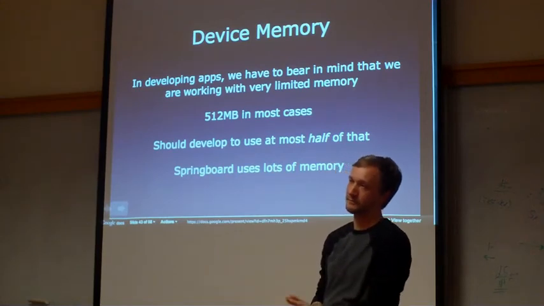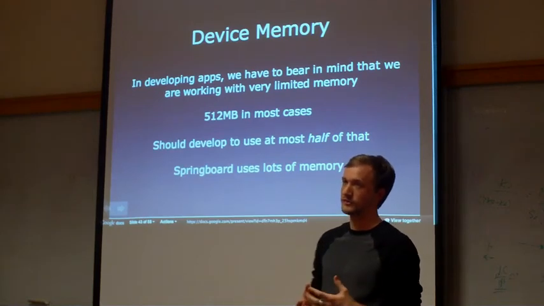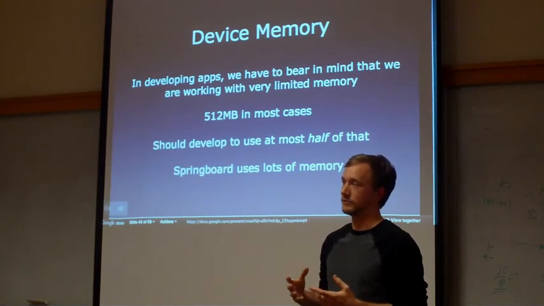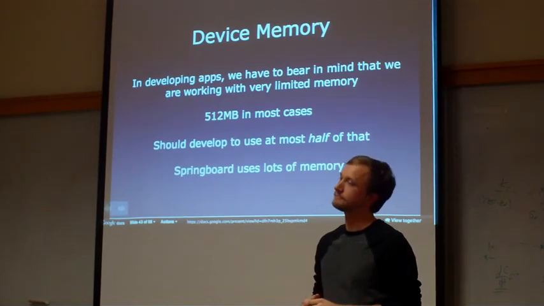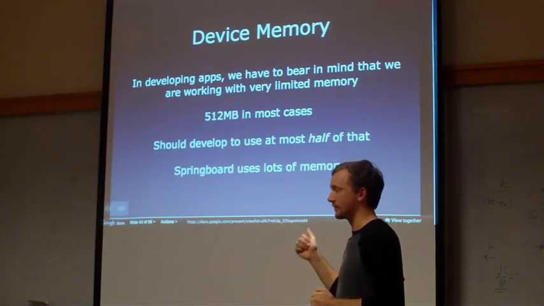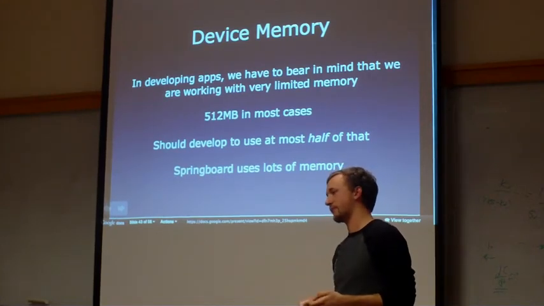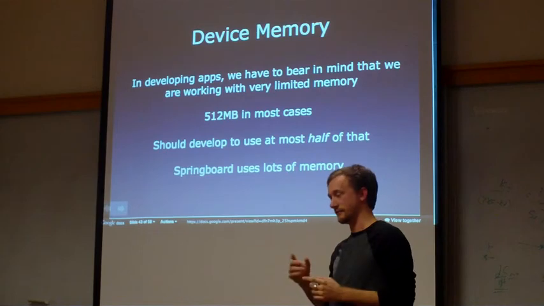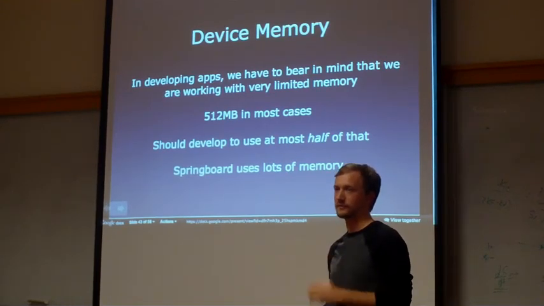The Springboard app, which is what controls all the little icons and stuff, basically what controls your user input, takes up usually, I don't know, 60 megabytes of memory just to run. So I would really recommend never using more than half of your memory. And like I said before, there is some multitasking. Some apps will be running in the background, waiting for events, waiting for notifications, waiting for messages.